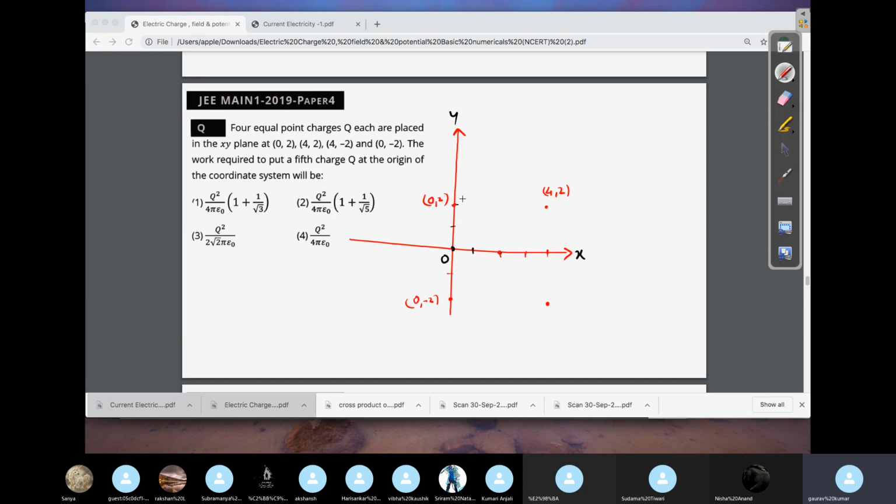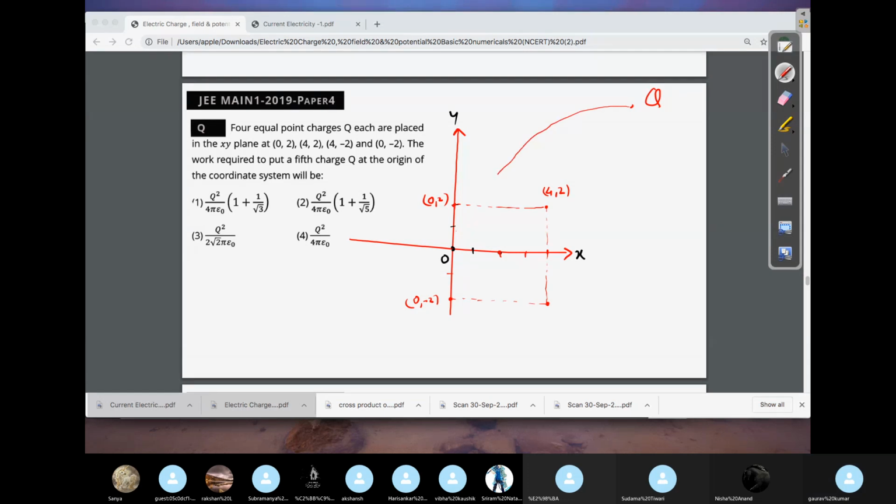So basically you have a rectangle here. Rectangle or square. This will be 4 and this is also 4. It's a square basically. The question is work done to put a fifth charge Q at the origin of the coordinate. So you have to bring a charge Q from infinity to this origin. They ask you what is the work done.